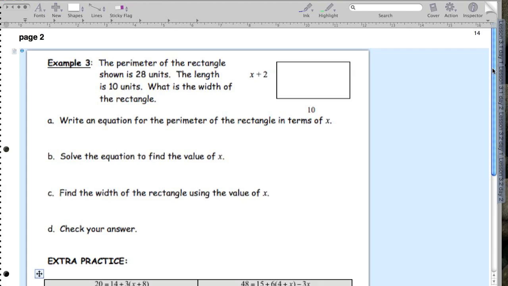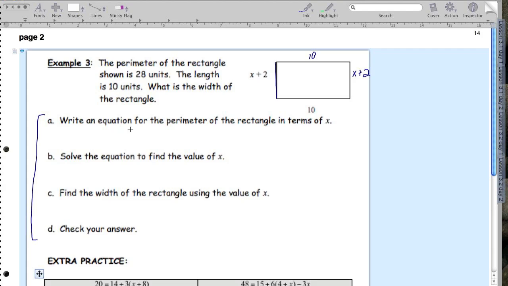The perimeter of the rectangle shown is 28 units. The length is 10 units. What is the width of the rectangle? So since it's a rectangle, if this is 10, this is 10. If that's x plus 2, that's x plus 2. Now here they've broken it up into a few steps that are going to help us achieve the eventual goal, which is finding the width of this rectangle. How long is this side?